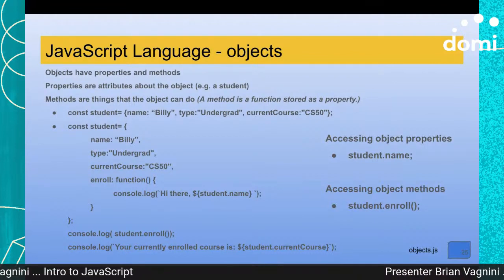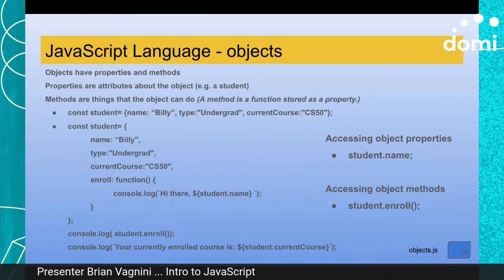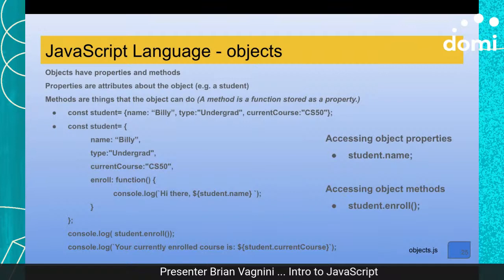And I can also pull that data and go, okay, well, what is Billy's current course? So I can do that with student, because that's the name of the object, and then a dot, and then the attribute, which is current course. So this is really nice.